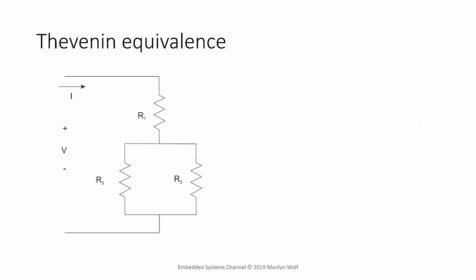We can simplify circuits using Thevenin equivalent. So here is a circuit that has 3 different resistors in it. Given a current, it may produce some voltage across its terminals, or given a voltage, it may draw some current. Thevenin's theorem says that we can represent any such circuit as a combination of a voltage source and a resistance.